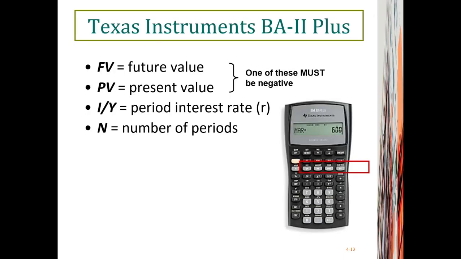Now let me introduce the Texas Instruments BA II Plus calculator. This calculator is a financial calculator, and you know how to use it by applying some very basic functions, for example all the numbers, all the calculation symbols, and so on. But the reason why this is a financial calculator is because it has some financial functionality keys, especially on the second row and on the third row.